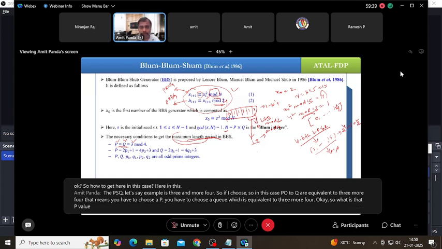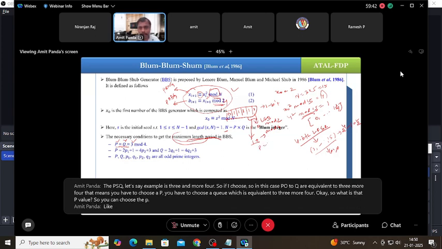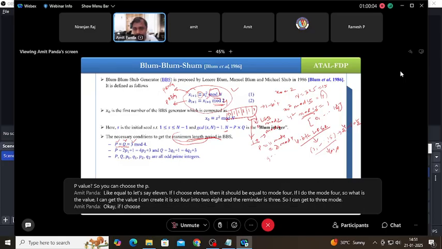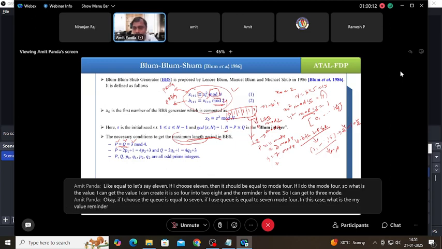You can choose the P value, let's say, equal to 11. If I choose 11, then I take it mod 4. What is the value I can get? 4 into 2 is 8, and the remainder is 3. So I get 3 mod 4. Okay. If I choose Q equal to 7, then 7 mod 4, what is my remainder? The remainder value is 3. So this 11 is satisfying and 7 is also satisfying.